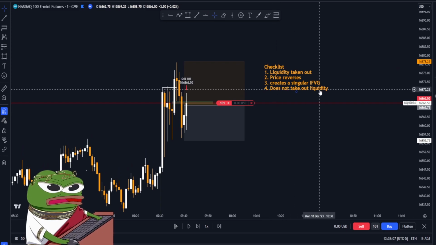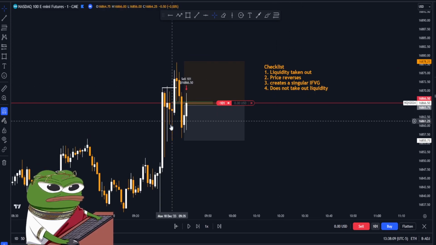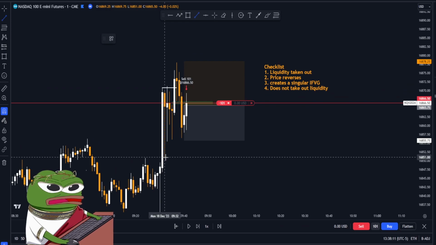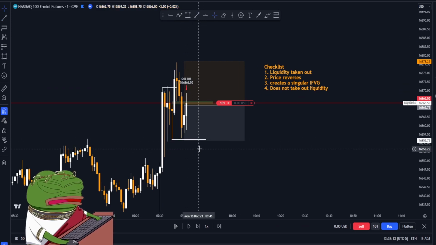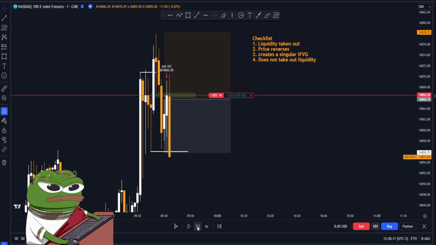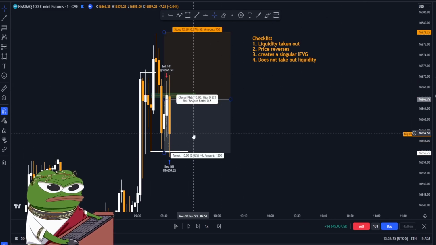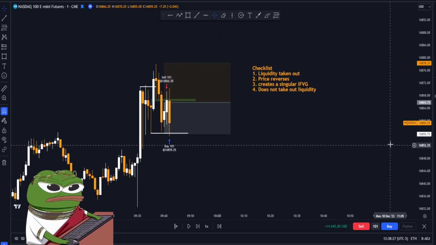And it did not take the opposing liquidity out. You see? It's still there. So 10 handles hit. Also, I have like 100 contracts on, but do not look at that. So 10 handles, and simple as that.